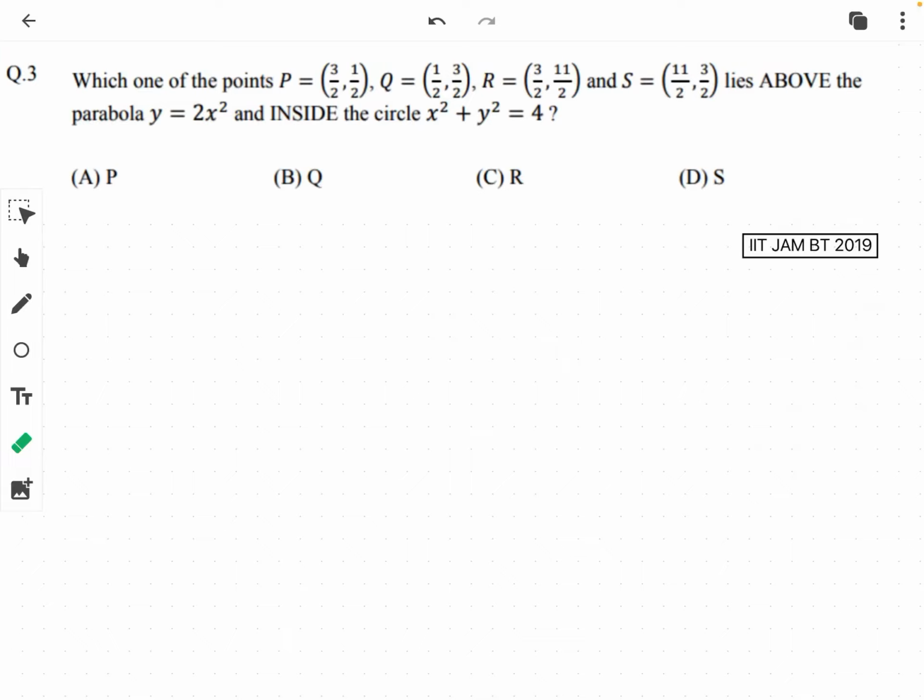In this video, we are going to solve a problem which came in the year 2019 in JAM Biotechnology paper. Here the question is, which of the points P equal 3 by 2, half, Q equal half, 3 by 2, R equal 3 by 2, 11 by 2 and S equal 11 by 2, 3 by 2 lies above the parabola y equal to x square and inside the circle x square plus y square equal 4. Options are A equal P, B is Q, C is R, D S.